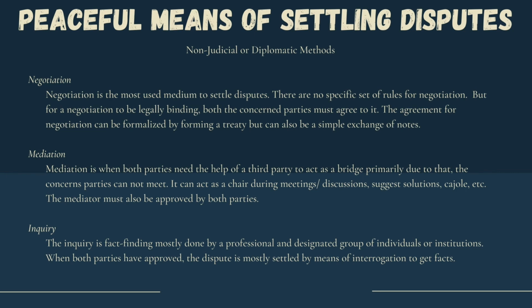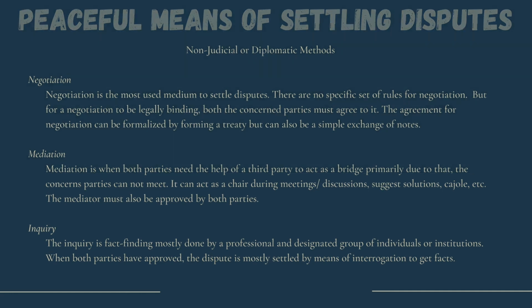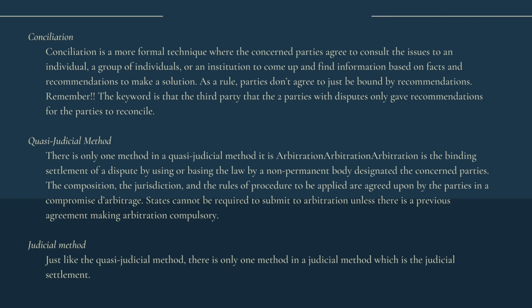Fourth is conciliation. Conciliation is a more formal technique where the concerned parties agree to submit the issues to an individual, a group of individuals, or an institution to find information based on facts and make recommendations for a solution. As a rule, parties don't agree to be bound by the recommendations. Remember, the key point is that the parties to the dispute are only given recommendations to help them reconcile.